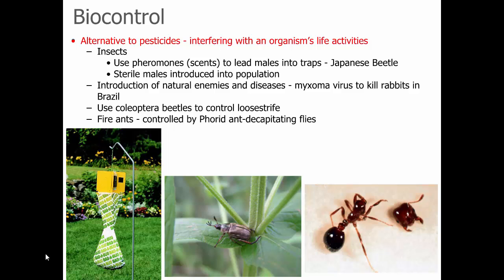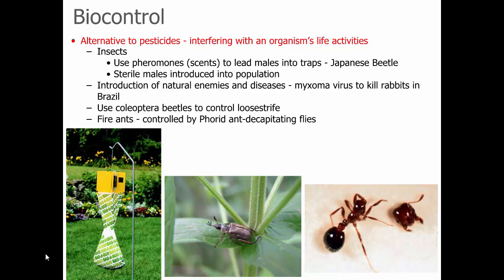Sometimes we introduce a natural enemy, a natural predator, a natural disease of an organism into the ecosystem. Okay? There's a type of virus that kills rabbits in Brazil, myxoma virus. It causes them to develop these skin wounds that eventually kill them. So rather than using chemicals or hunting, you can use disease or predators. Why are they killing rabbits? Because again, they were introduced there, and they're a non-native invasive species that are sort of destroying the ecosystem. Same thing in Australia.